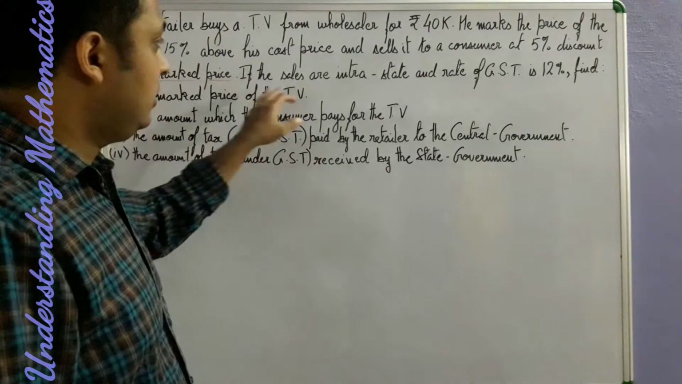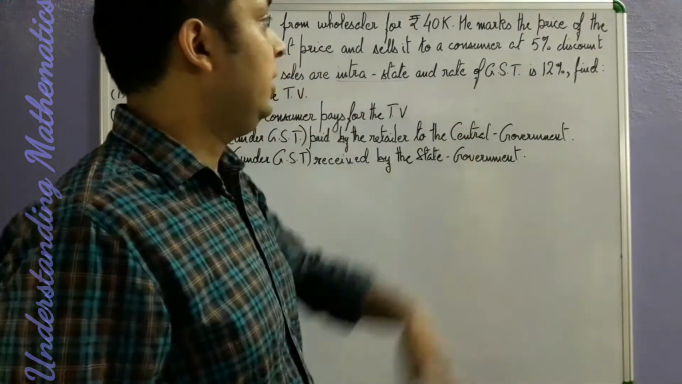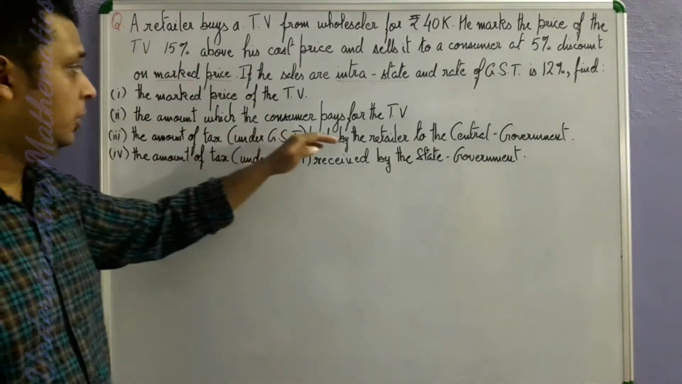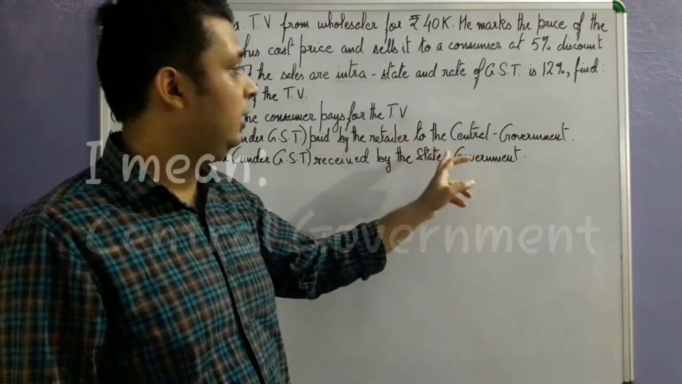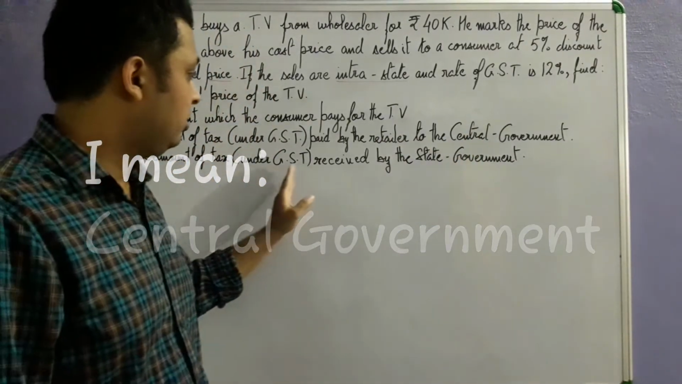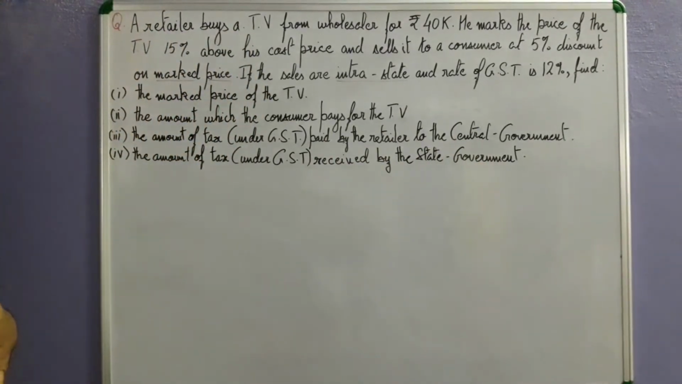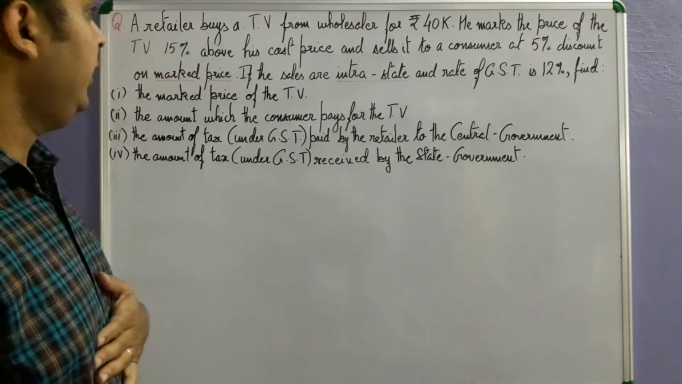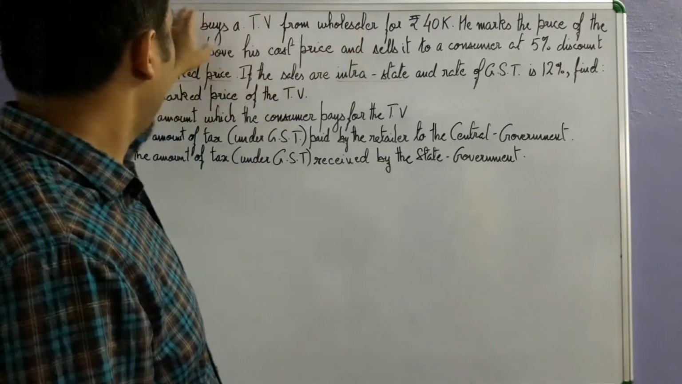Clear? Again we have a question of interest rate, and the rate of GST is this. Find the mark price of the TV, the amount which the consumer pays for the TV, the amount of tax under GST paid by the retailer to the government, and the amount of tax under GST received by the state government. Okay, since some additional things are given in this question, let us see at what price the wholesaler is selling it to a retailer.